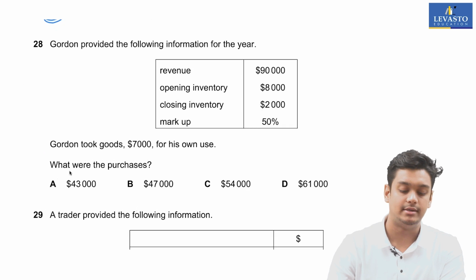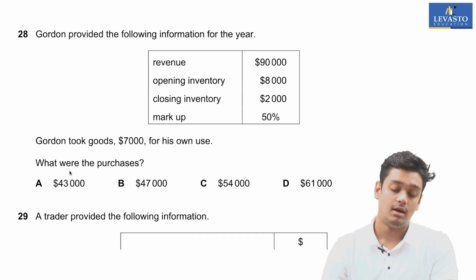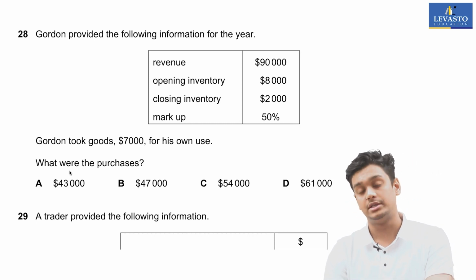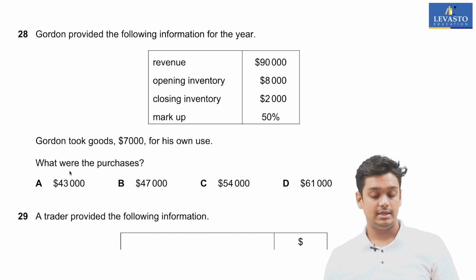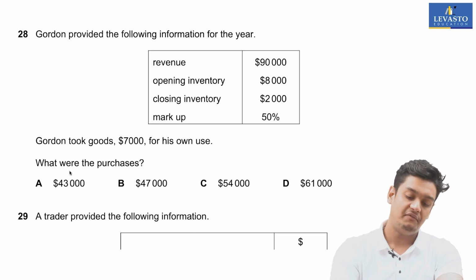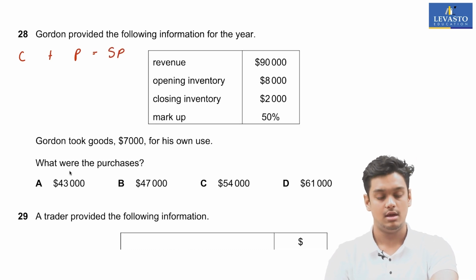28th adjustment, 28th question. Revenue is given, markup is given, opening and closing inventory is given, and they are asking for purchases. Before I find purchases, I think the good approach here is to find the cost of sales. To find the cost of sales, I can use markup. Whenever they give markup or margin, follow the equation cost plus profit equals selling price.